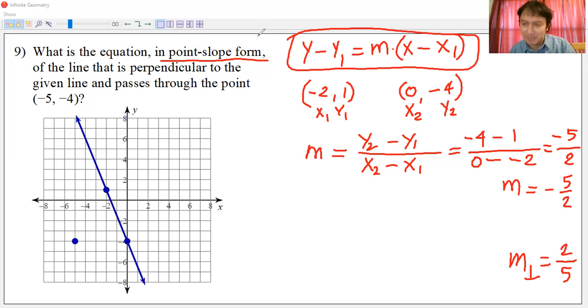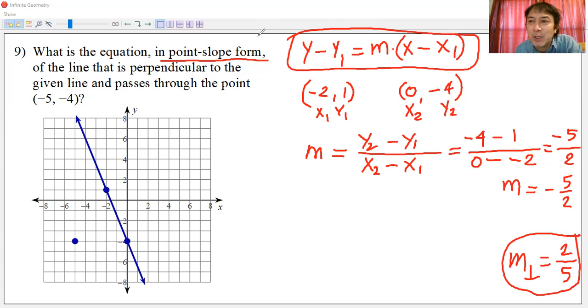So also, it's negative reciprocal. From a negative, it will become positive, like that. If it's coming from a positive, it will become negative. Always reverse. You reverse the numbers, you reverse the sign as well. So this is the required slope of the perpendicular. We're now ready to use the given point -5, -4.